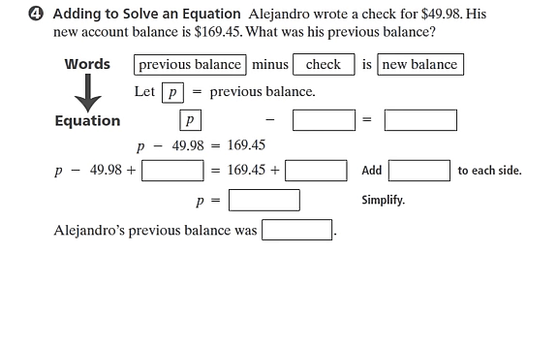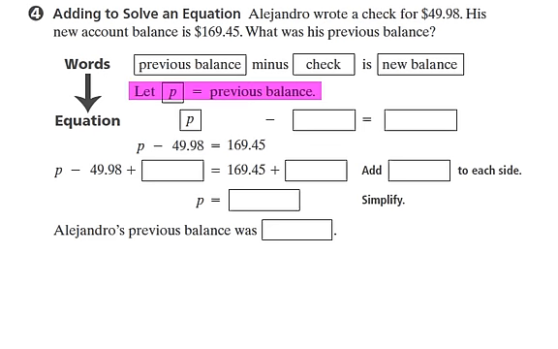For example number 4, we're adding to solve an equation. Alejandro wrote a check for $49.98. His new account balance is $169.45. What was his previous balance? We can write this equation in word form. We have his previous balance minus the check is his new balance.